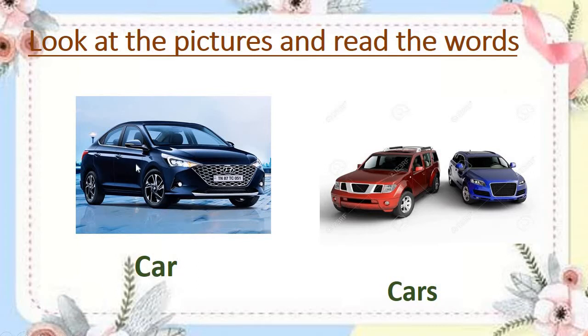Okay children? See here there is a picture. Do you know what this is? Car. Here it is written car. It is only one car. C-A-R, car. It is one. Understood? This is a car, no? It is only one car.